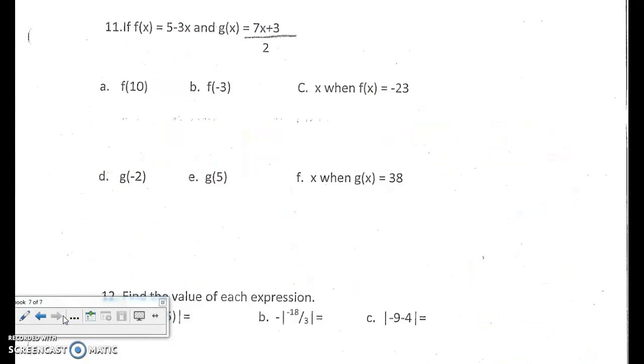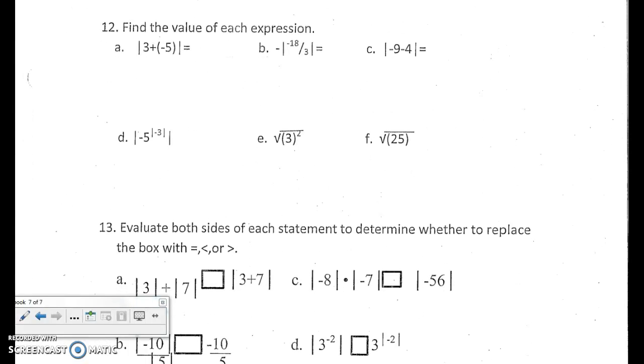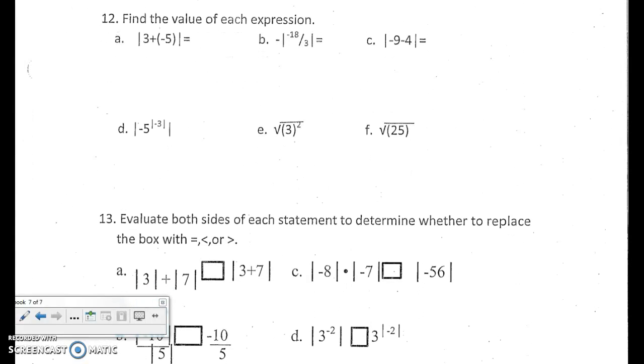All right, then let's go down to some absolute value problems. These are kind of the hard ones because we haven't really talked about them in class. So make sure you're paying extra close attention because, like all the other ones, you will see these on the test.